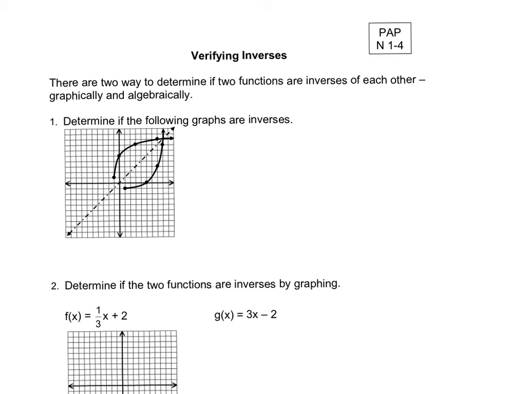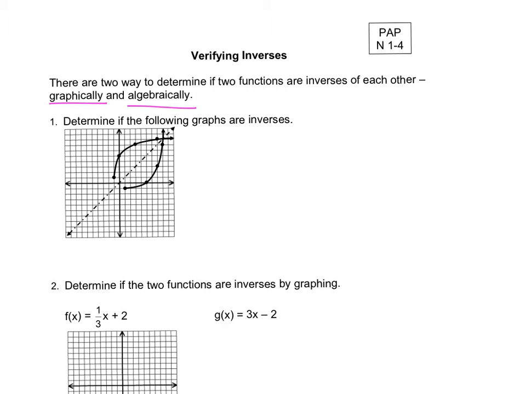Okay, so on notes 1-4, we're going to be verifying that two functions are inverses of each other. There are two different ways to determine this. We can determine graphically and algebraically. So in number 1, it says determine if the following graphs are inverses. Remember, whenever we were finding an inverse graph, all we did was flip the points. So that's one way of figuring out if they're inverses. Look at your points and see if they're flipped.